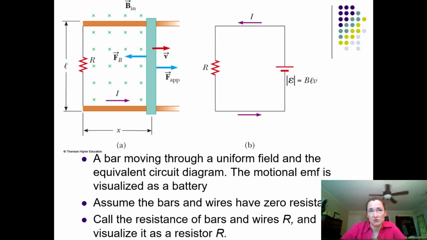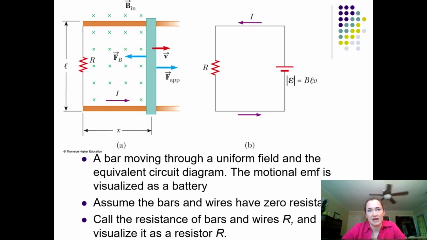Now, the bar is being pulled to the right, and there's a magnetic field indicated by green X's into the page. So that's our magnetic field there. What's going to happen is that there's going to be a motional EMF induced in that moving bar. The magnitude of the motional EMF, as we've discussed in other examples, is BLV, where V is the speed, B is the magnetic field, and L is the length of the bar.